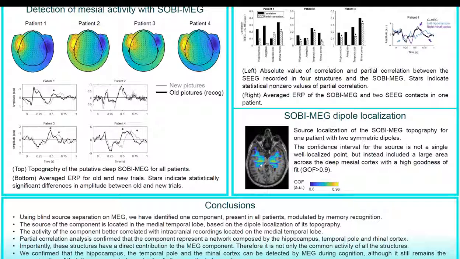And here we can see that basically in all the medial temporal lobe, both left and right sides have a very good goodness of fit, higher than 0.9, right here and here. So we don't have just a single point that explains very well all our topography, but actually we have a region, probably also supporting our previous results, that we don't have one single area, but a network of different structures contributing to our component.